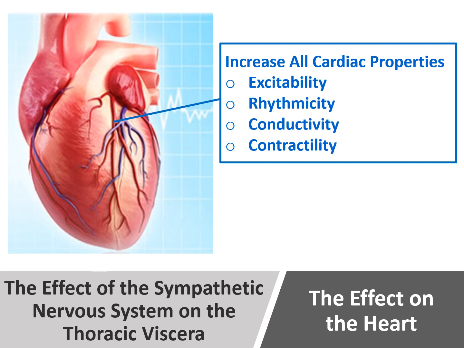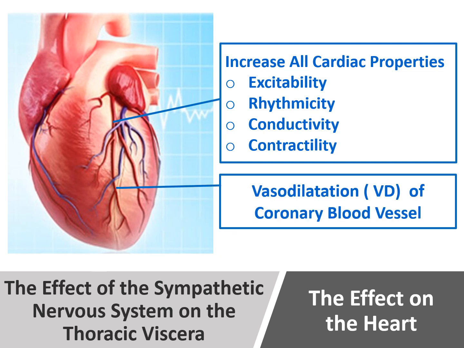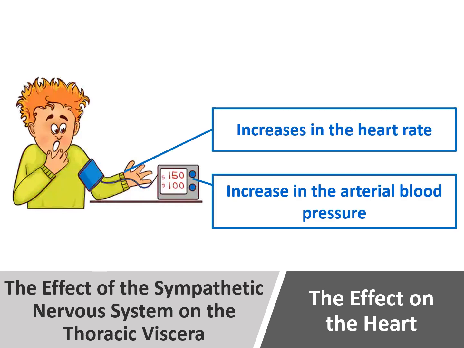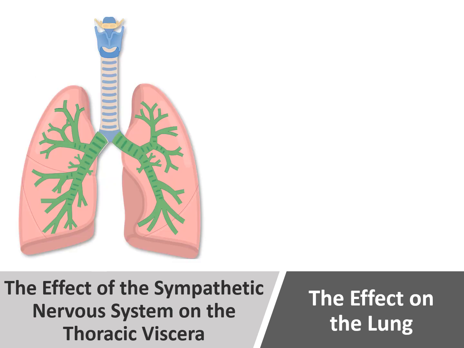Sympathetic stimulation to the heart produces vasodilatation of the coronary blood vessels. This is done by an indirect mechanism. This is secondary to the increased cardiac activity, increased oxygen consumption, and increase in the carbon dioxide and hydrogen ion level. So sympathetic stimulation to the heart is manifested in the patient as an increase in the heart rate and an increase in the arterial blood pressure.